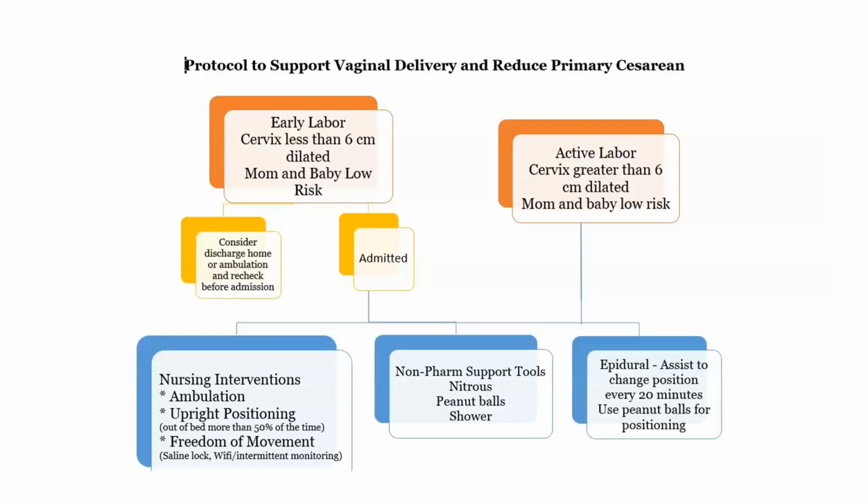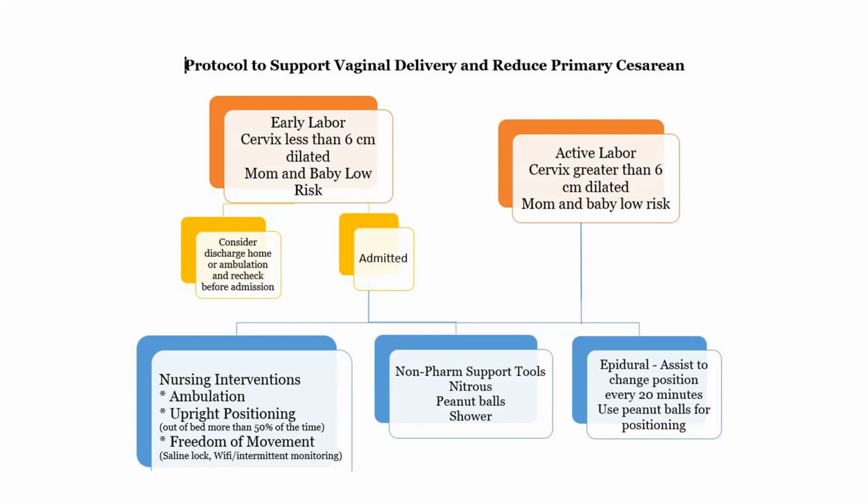So here are some other ways that we can support vaginal delivery. This is just a little graph that I created. Early labor, cervix less than 6 centimeters. If mom and baby are low risk, consider sending them home and allowing them to do early labor at home. If they are admitted, then we have all of these tools to help them in early labor.